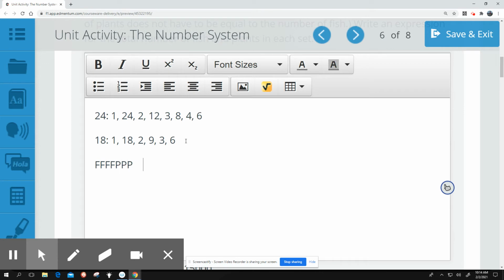So that's 1 aquarium. Fish, fish, fish, fish. Plant, plant, plant. Fish, fish, fish, fish. Plant, plant, plant. Fish, fish, fish, fish. Plant, plant, plant. That's 4. Fish, fish, fish, fish. Plant, plant, plant. That's 5. Fish, fish, fish, fish. Plant, plant, plant. Okay, that's 6 aquariums with 24 fish that I've divided evenly with nothing left over and 18 plants that I've divided evenly with nothing left over.